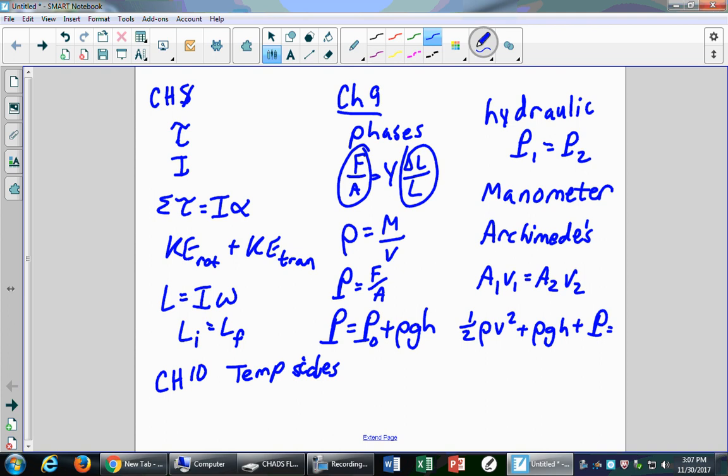Maybe 5 questions. Linear expansion and the ideal gas law. I would expect to see a combination of conceptual and calculation problems for those.